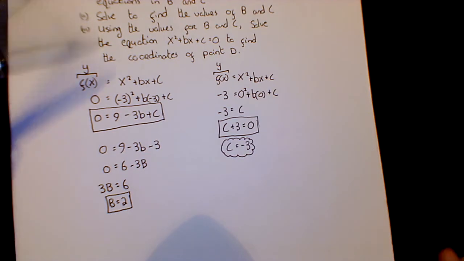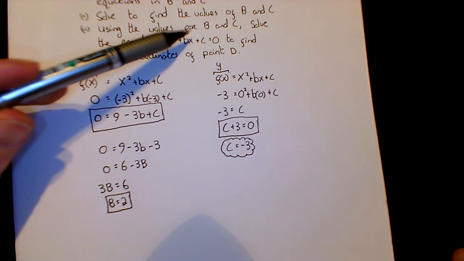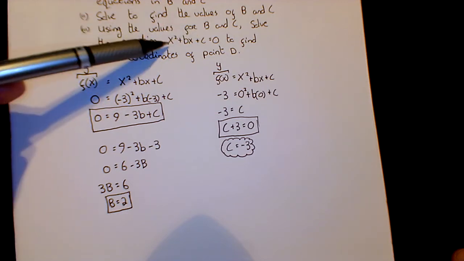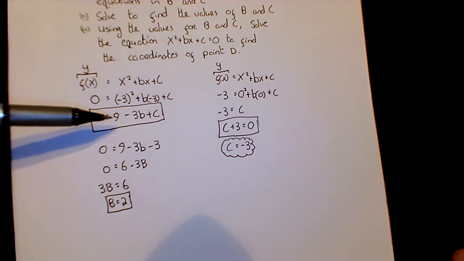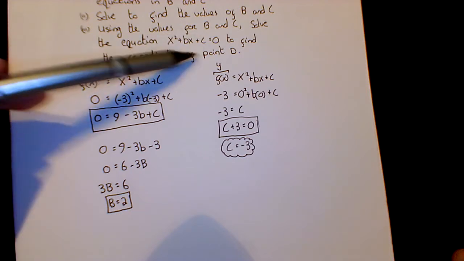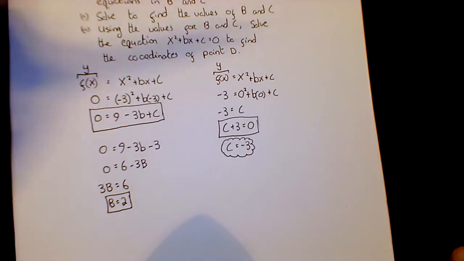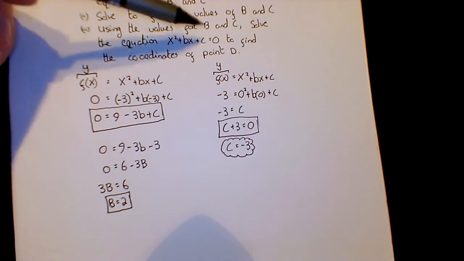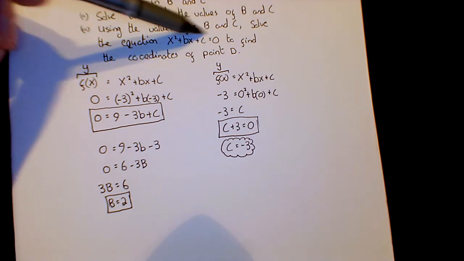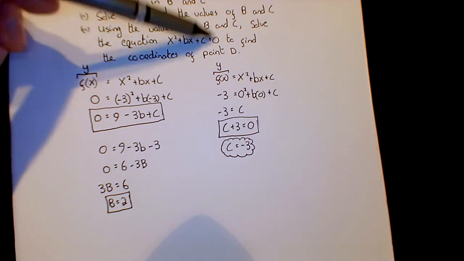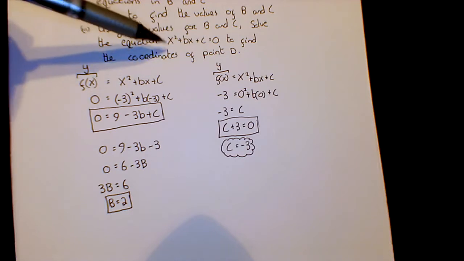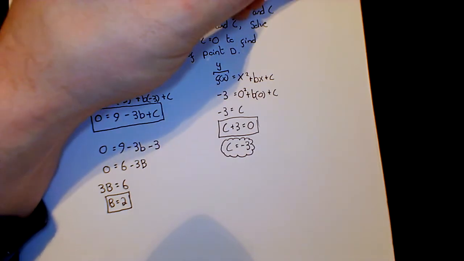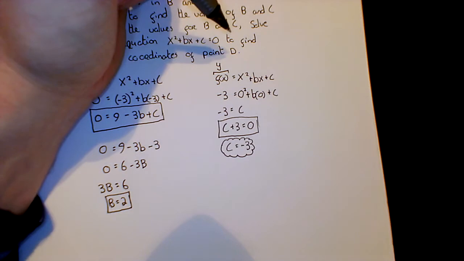Okay, and the last one. Using the values for b and c, solve the equation. Now solve means find out what x is, to find the coordinates of point D. We should know from algebra, which you would have done last year, that if we solve this, if we find out what x is, the values we get for x are the points that it crosses the x-axis.